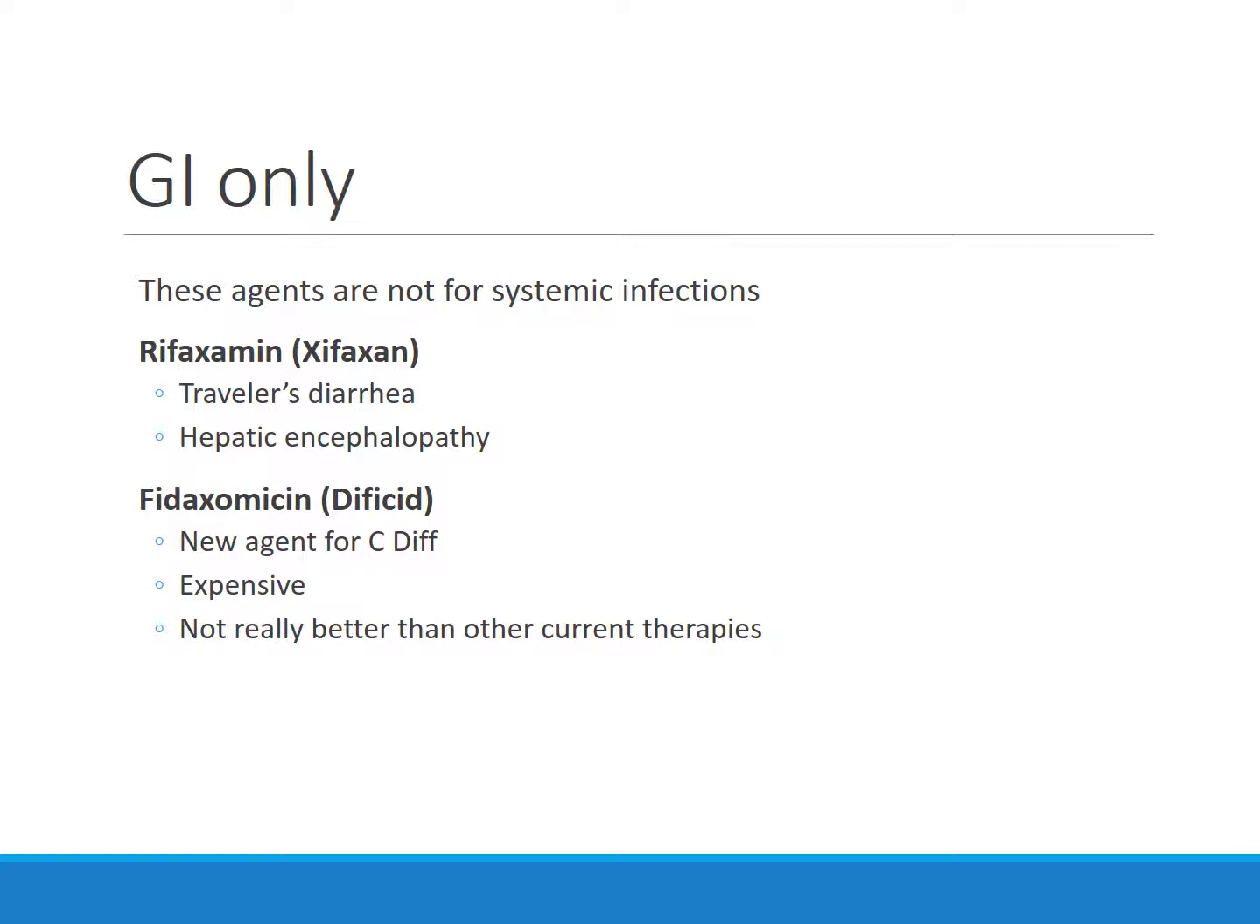And usually they're used in not quite that order. Flagyl is usually first line, and then Vanco for other more severe infections, and then Difficid would be reserved for a failure to those therapies.